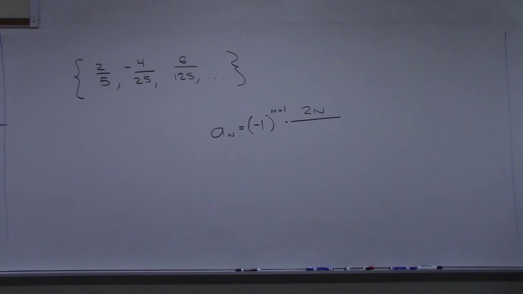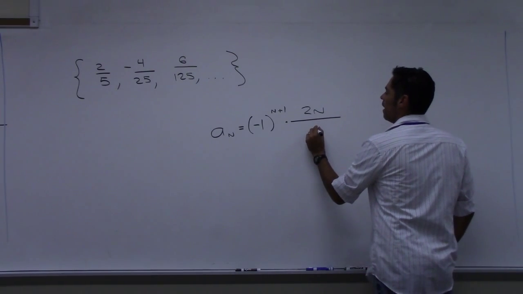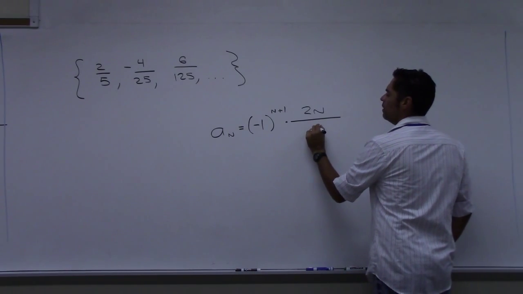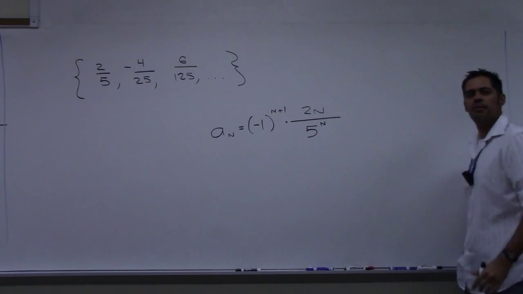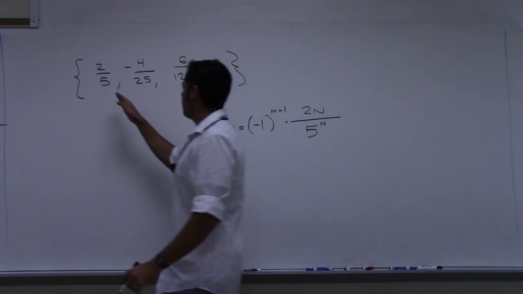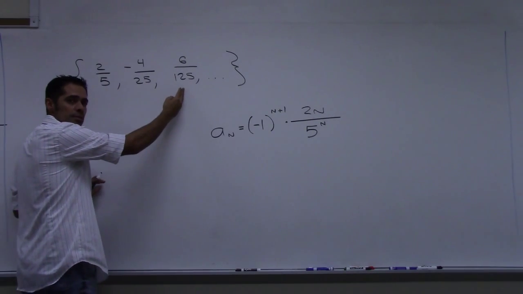Yeah, 2 and then the bottom is 5 then. 5 to the n. To the n? Or 5n? To the n. So 5 raised to the n. They're all powers of 5 down there, aren't they? 5 to the first power, 5 squared, 5 cubed.